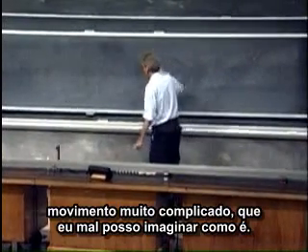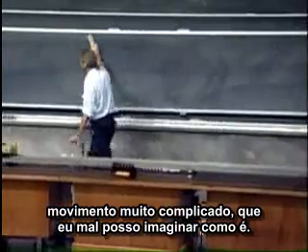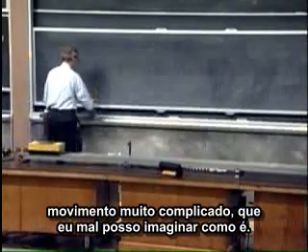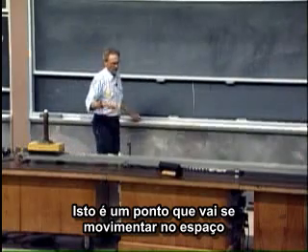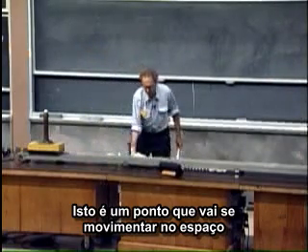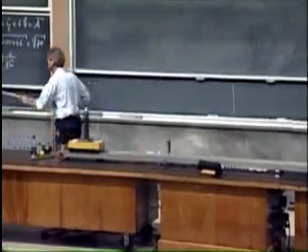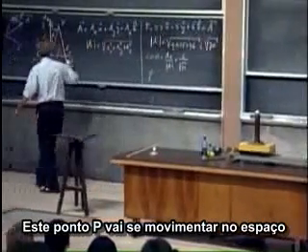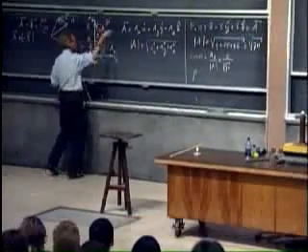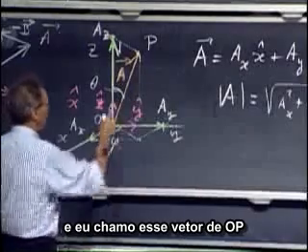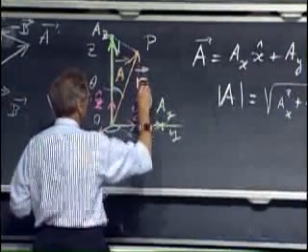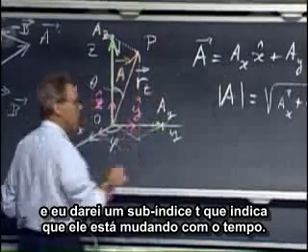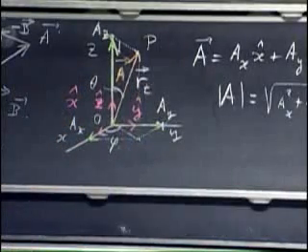A very complicated motion, which I can hardly imagine what it's like. It is a point that's going to move around in space, and it is this point, P. I call this vector OP, I call that now vector R, and I give it a subindex t, which indicates it's changing with time.